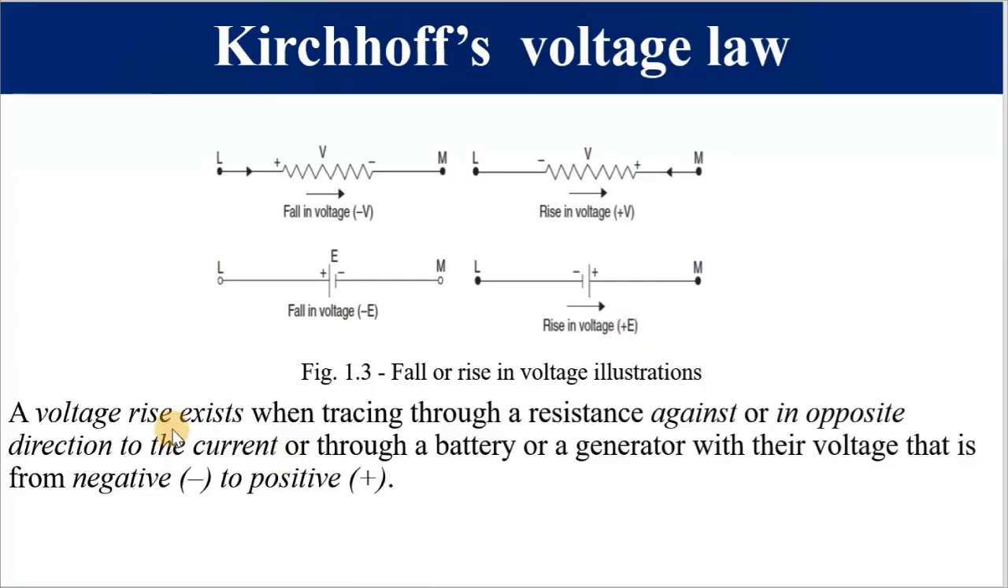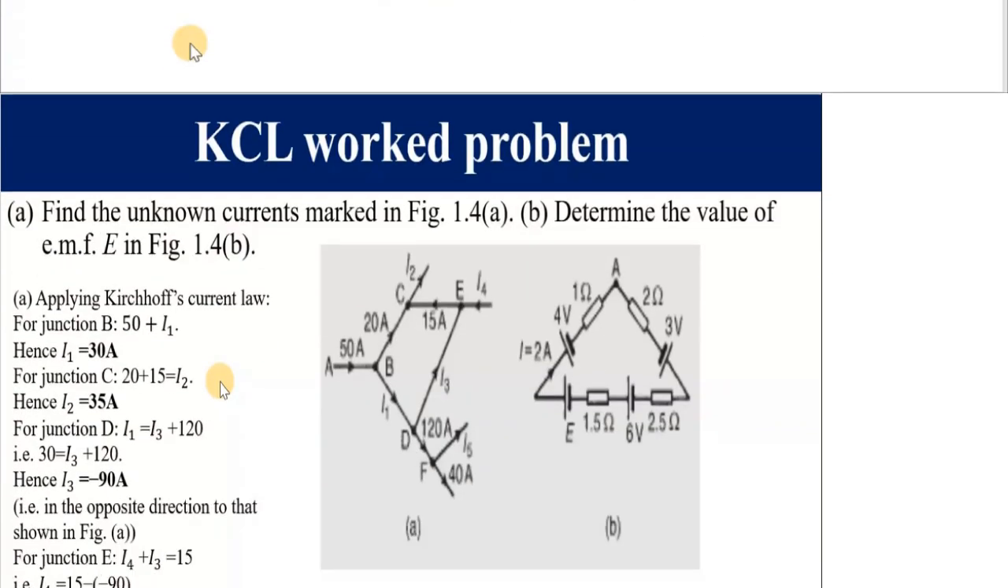So a voltage rise exists when tracing through a resistance against, or in the opposite direction to, the current, or through a battery or generator with their voltage, that is from negative to positive. So if we move from negative to positive, we say there is a voltage rise.